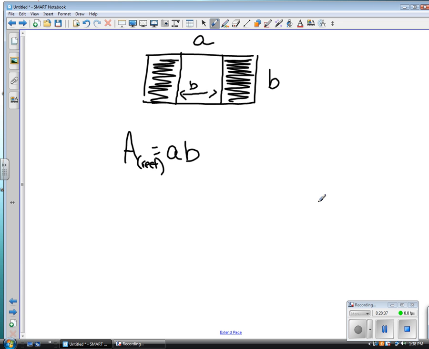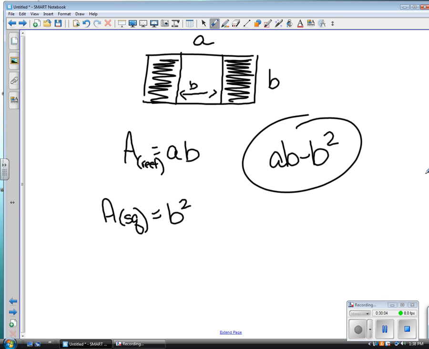What's the area of the little one? I said this was a square. But, well, I know that because this is a B and then we know this is B. So what's the area of that square? B squared. So how am I going to find out the area of only the shaded region? AB minus B squared. That is correct.